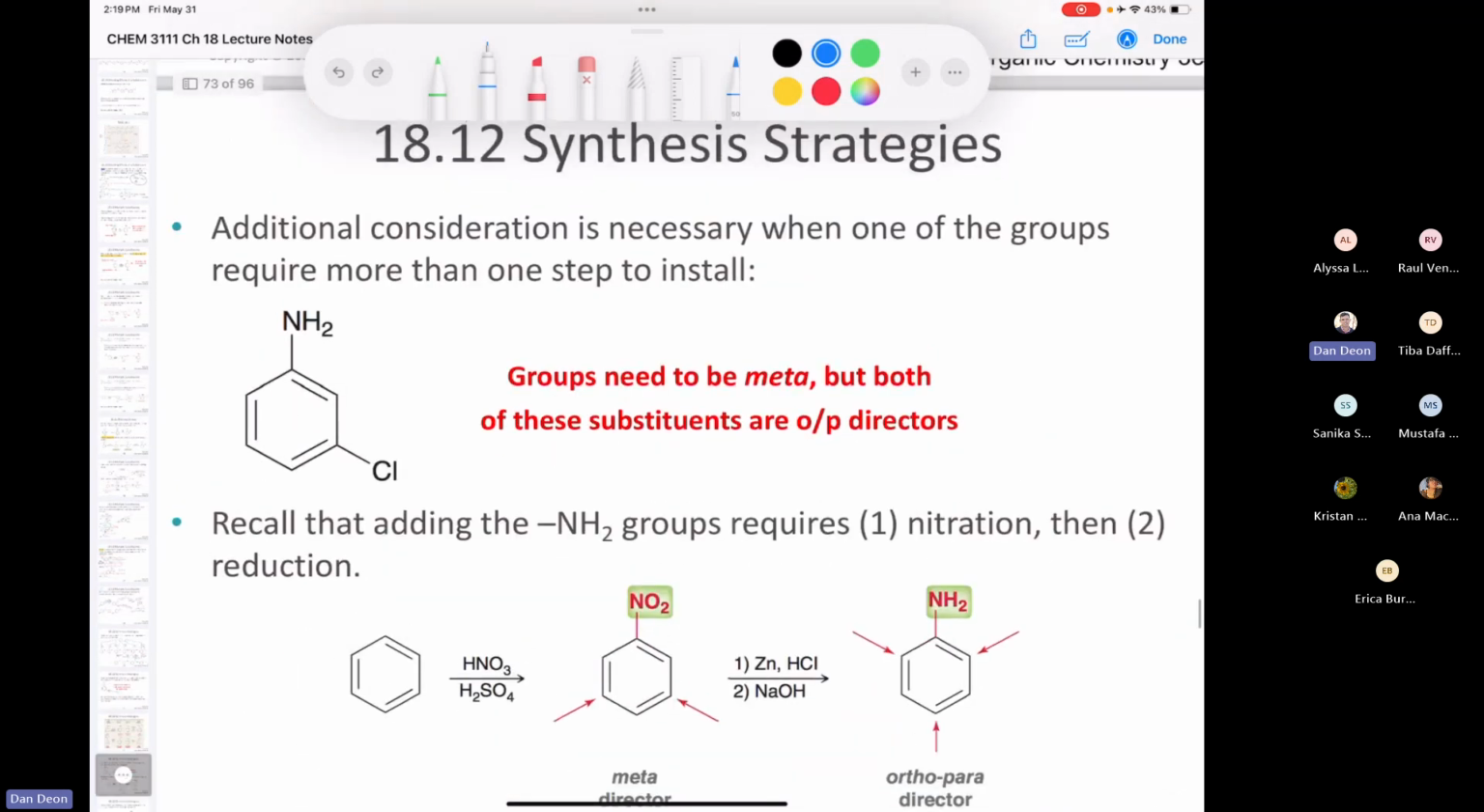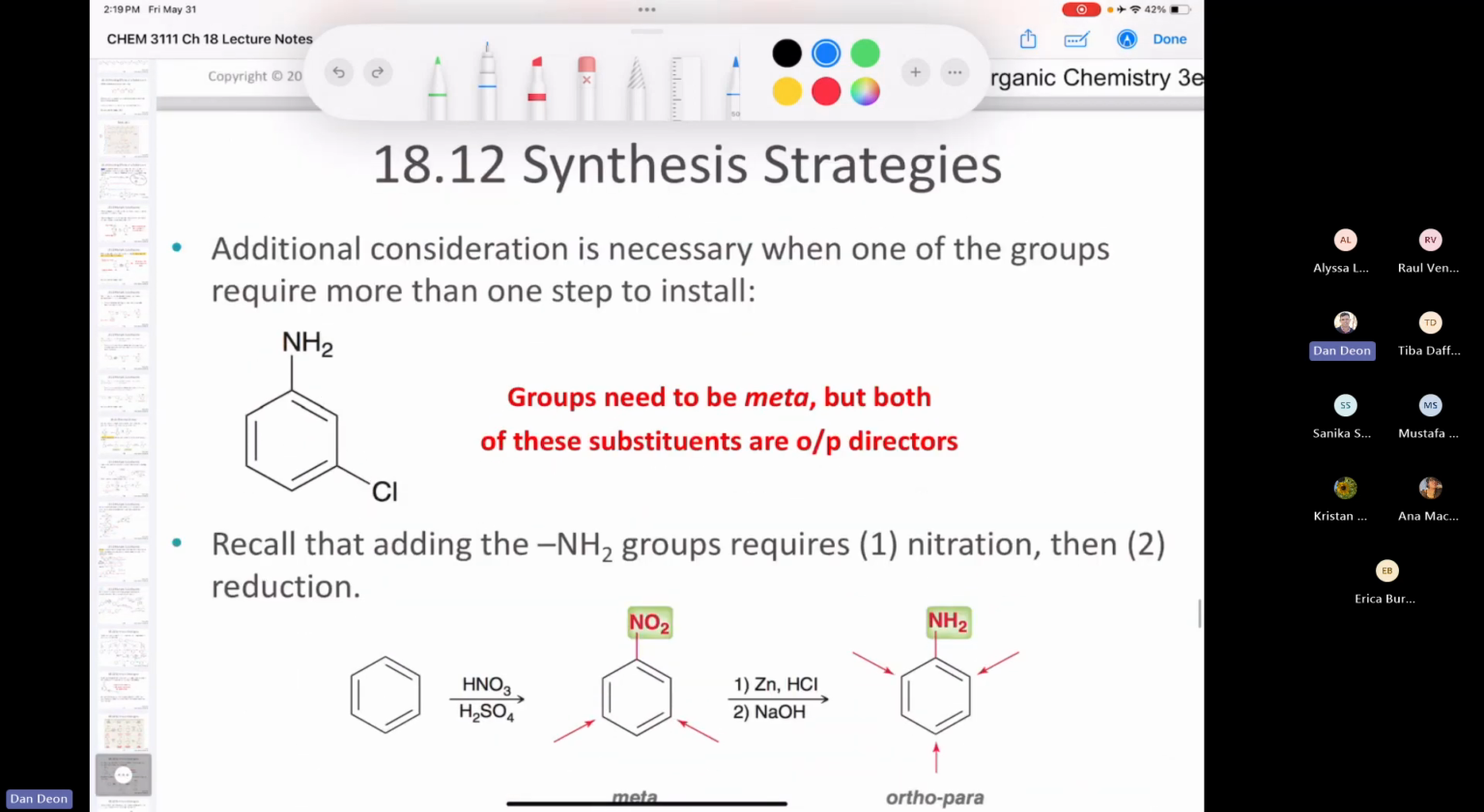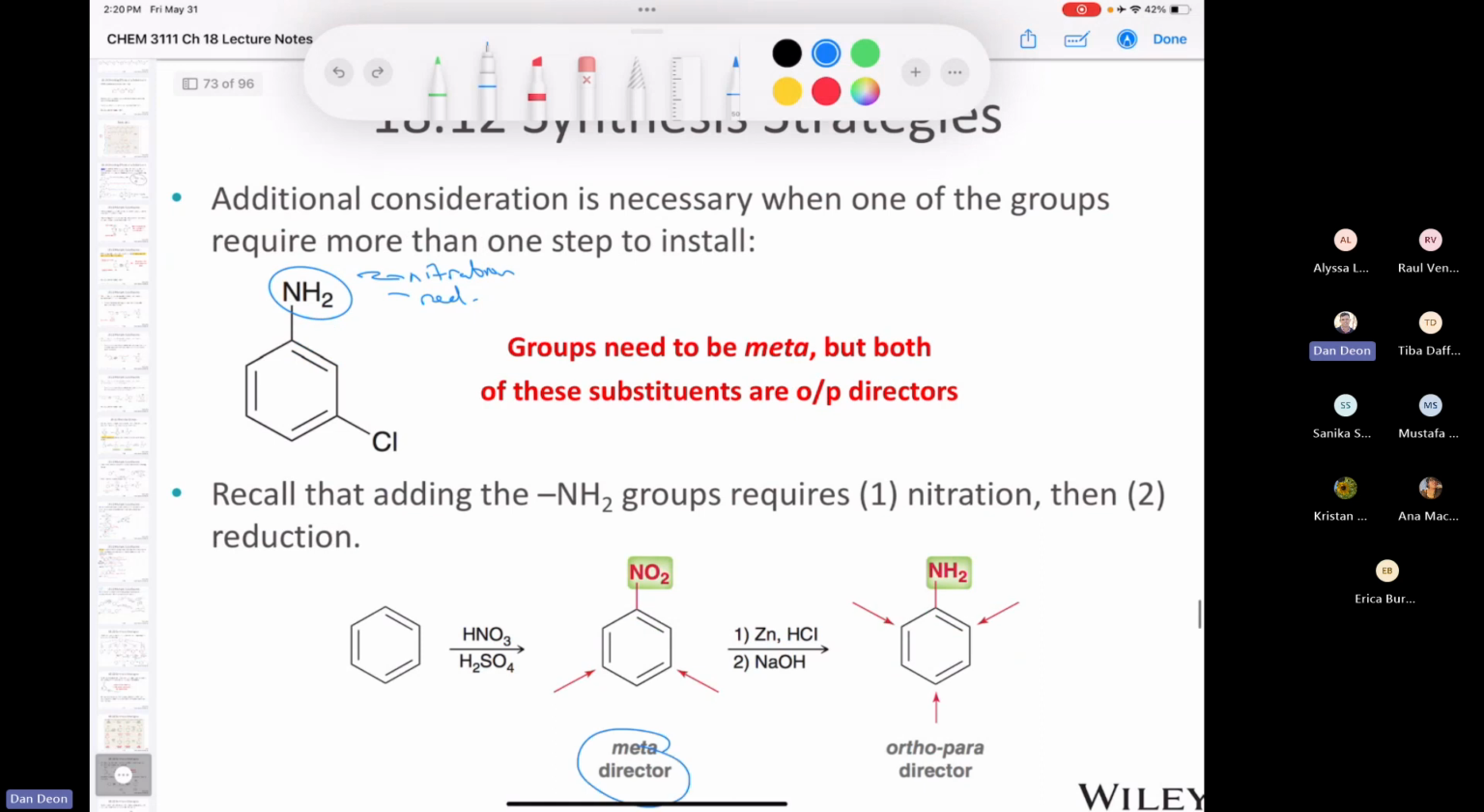So let's see here. It says, additional consideration is required when one of the groups requires more than one step to install. So remember, if you want to put in an amino group, first you have to do a nitration, and then after that, you have to do a reduction. So you have the nitration, and then you have the reduction. So it's two steps. Along the way, when you put the nitro group in, it's going to be a meta director. But when you do the reduction, all of a sudden you turn it into an ortho para director.